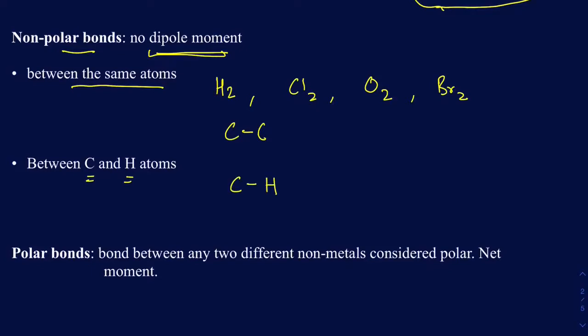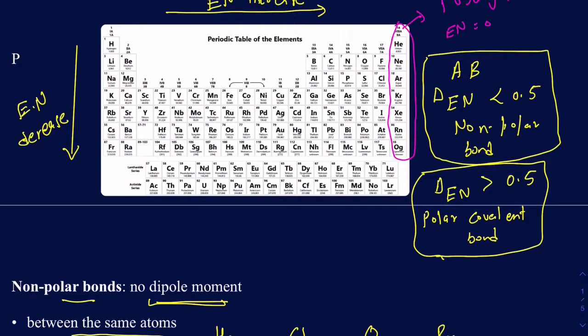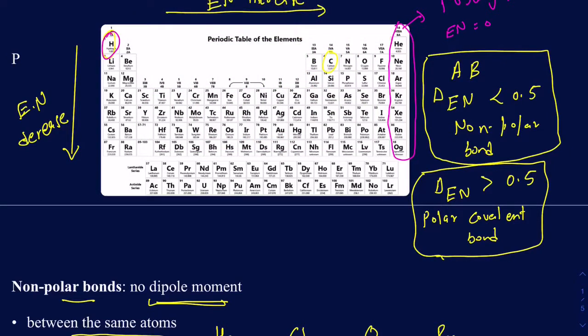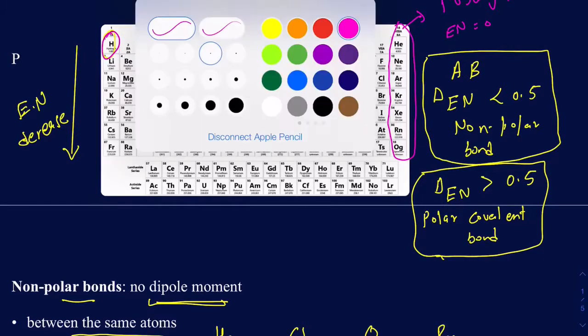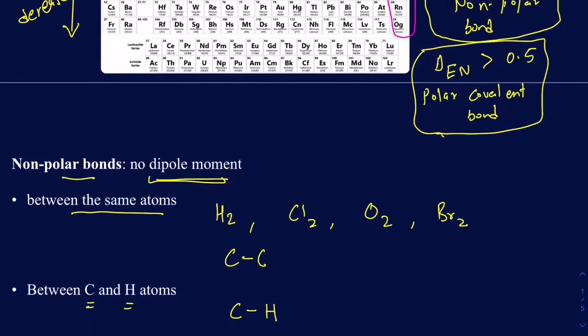If I look at the electronegativity trend, you may want to ask yourself who's more electronegative, hydrogen or carbon? Well, you can clearly see your carbon is on the right side of the periodic table relative to hydrogen. So carbon is indeed more electronegative than hydrogen. However, the electronegativity difference is not big enough to create polarity in the bond.